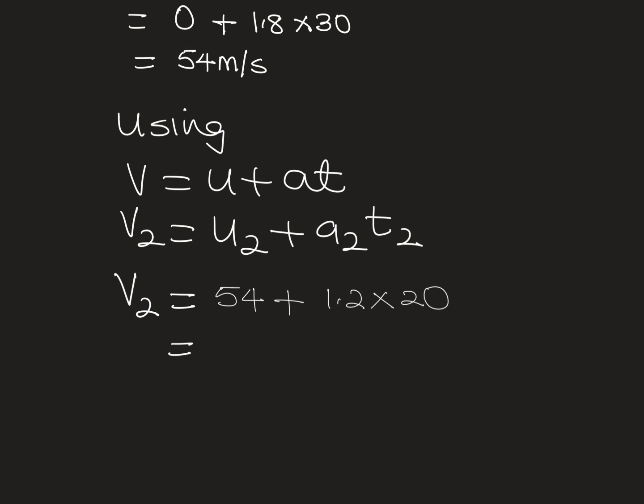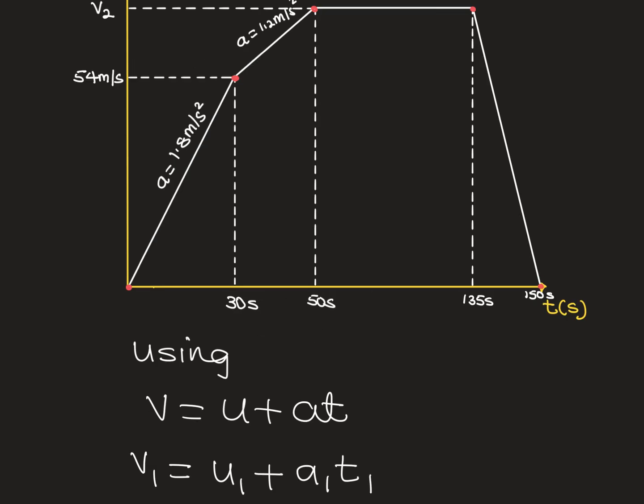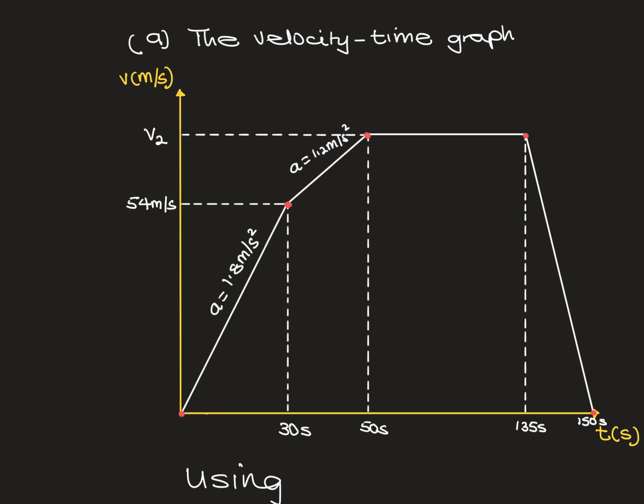So when we do the math, 54 plus 1.2 times 20, we will have 78 meters per second. So it means that is the final velocity attained at the end of the second phase of the motion. So we will indicate that instead of writing V2, we have 78 meters per second as the final velocity. This is the velocity time graph of this motion. We have indicated the velocities and we have indicated the time intervals.